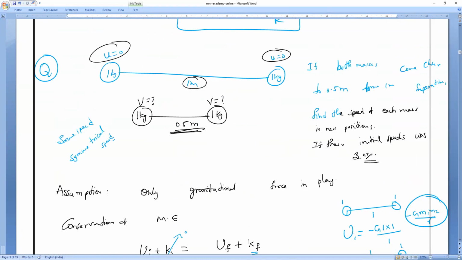So the assumption we are making is that only gravitational force is in play. It is a conservative force, so we use conservation of mechanical energy. Initial mechanical energy is equal to final mechanical energy.